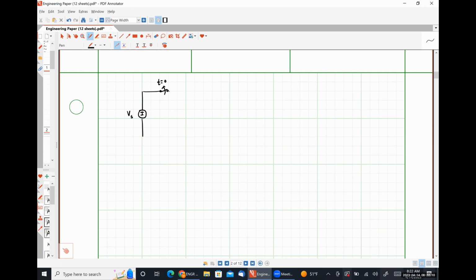So let's say that we have a circuit wherein we have a voltage source connected to a resistor and a capacitor like so. I am going to define my capacitor voltage. Yes, ma'am.